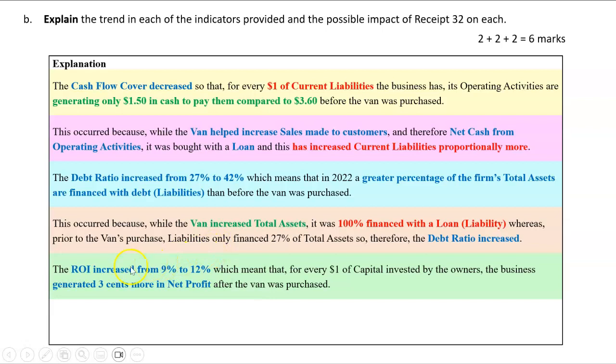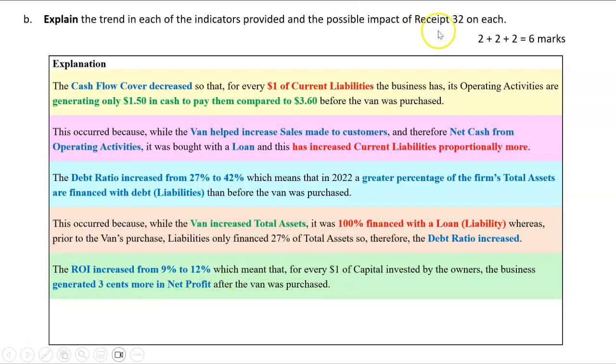And finally, I went with the ROI increase. So I'm explaining the trend. It increased from 9 to 12. So that's not explaining, that's just stating it. And this means that for every dollar of capital invested by the owners, the business generated 3 cents more in net profit after the van was purchased. So I've explained the trend.